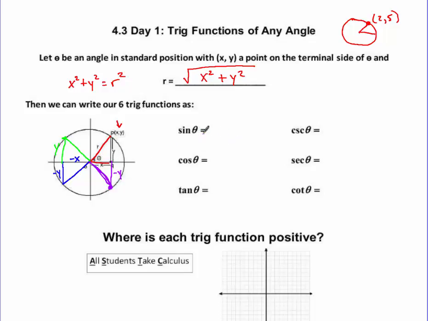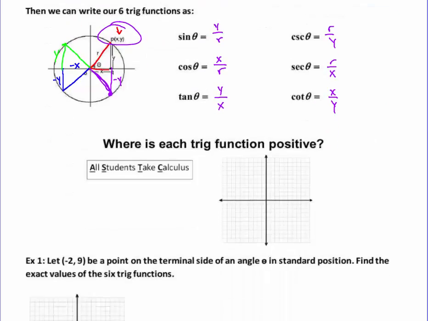So the sine of theta is going to be the opposite over the hypotenuse, so that's going to be y over r. The cosine is going to be the adjacent, x over r. And the tangent is going to be the opposite over the adjacent, y over x. And then our other three: cosecant is going to be r over y, secant is going to be r over x, and cotangent is x over y. These are things that we want to be able to memorize, or at least figure out quickly, because a lot of times we're going to be given a point, an x and a y, and asked to find the sine, cosine, or tangent based on that point.